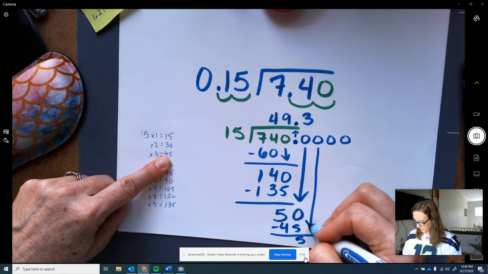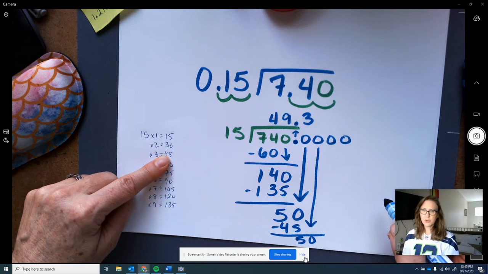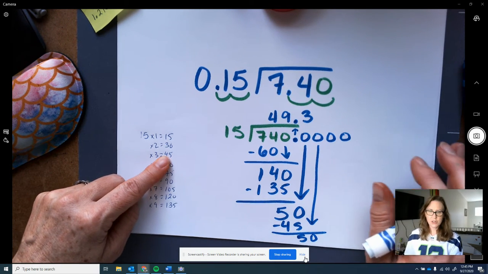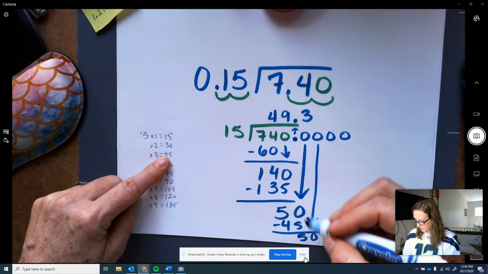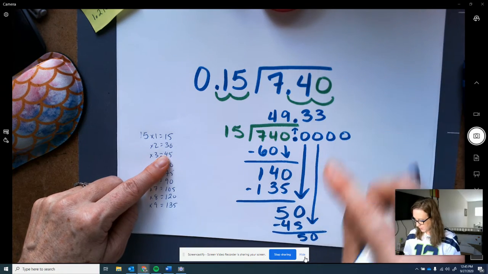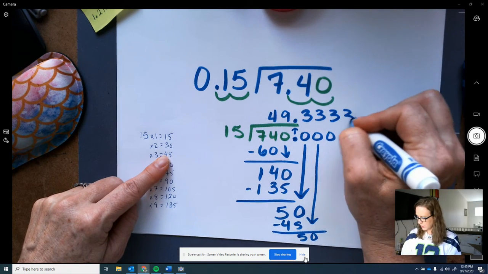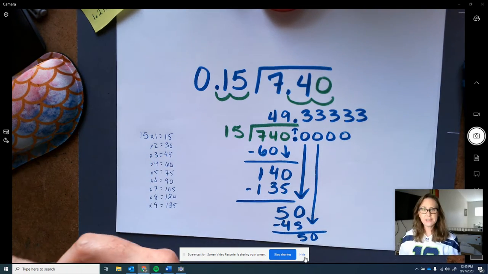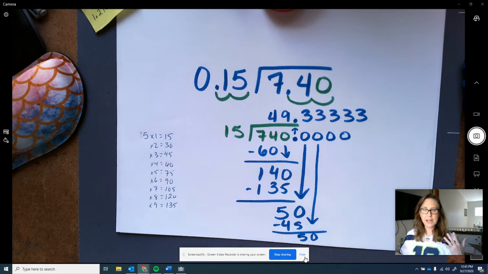I'm going to bring down another 0. Oh, no. I've checked all these. This is actually a repeating one. We got 50 again. It's going to be 3, minus 45, 3, 3, 3. We're trying not to do any repeating ones, but this one happened to be repeating. Here's how you handle that.